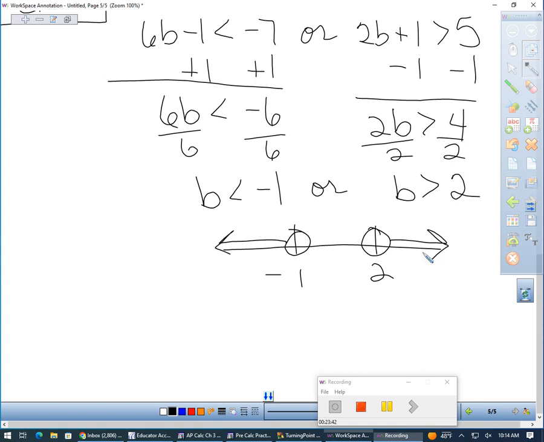Interval notation. At the arrow means I'm starting at negative infinity. I'm going to negative 1. It's an open dot, so what do I put on here? Parenthesis, good. Then what am I going to put in the middle? Union. Awesome. I have an open dot again, which is a parenthesis. 2 to infinity.